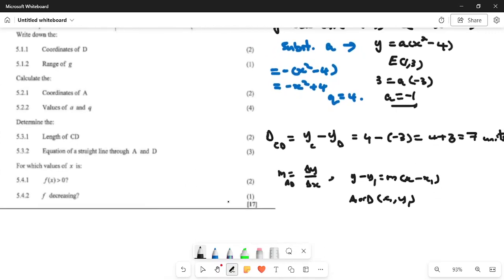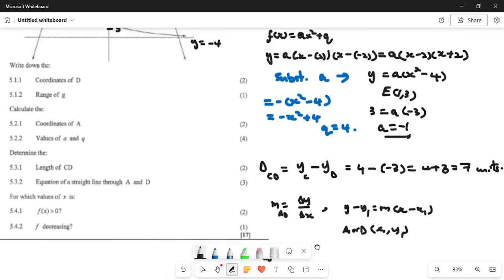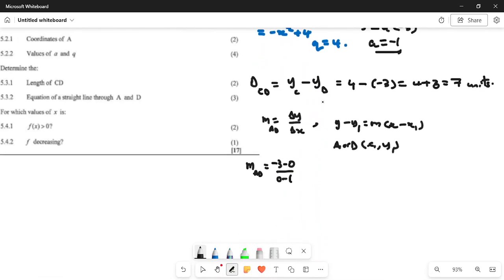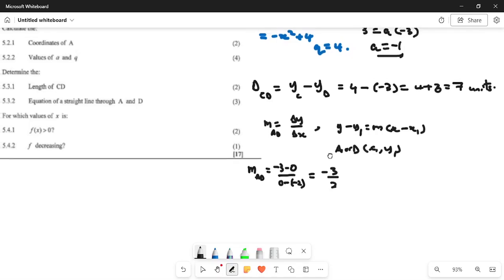So for now, let us find the gradient. The gradient at AD, I will say my y value at D, which is -3, minus my y at A, which is just 0. And then my x at D, which is 0, minus my x at A, which was minus 2. So this is -3 divided by +2. So that is my gradient, -3/2.